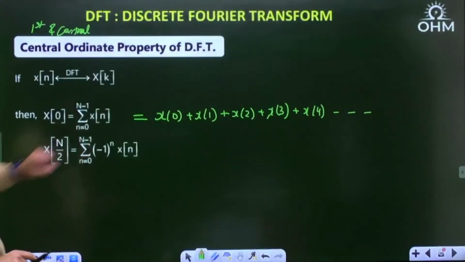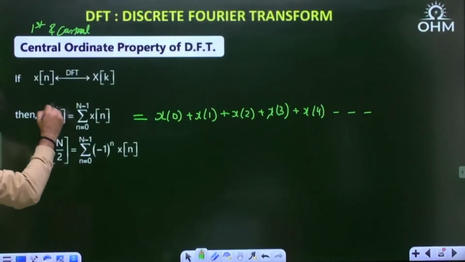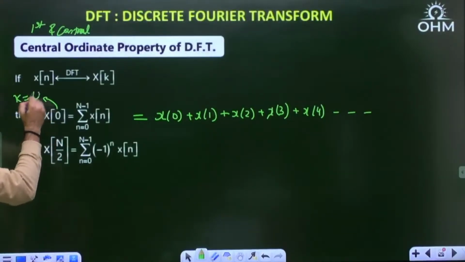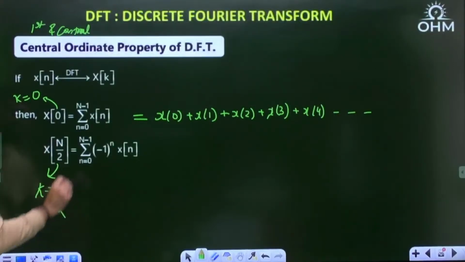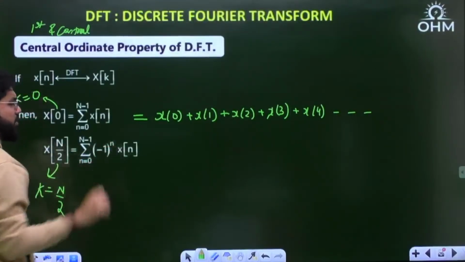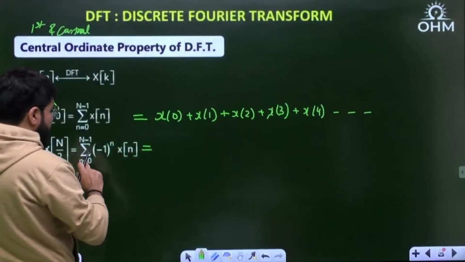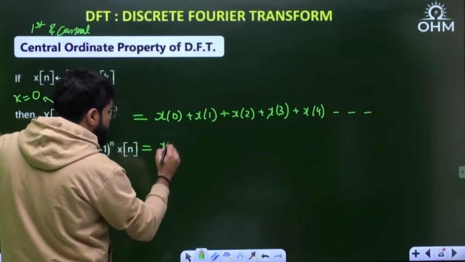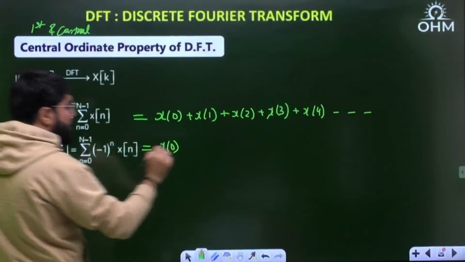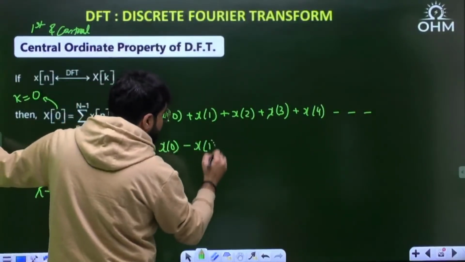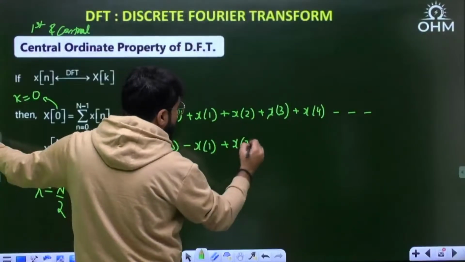But if you talk about X of n by 2, this is the central ordinate where k equals n by 2. The first corresponds to k equal to 0 and this corresponds to k equal to n by 2. That is given by summation of minus 1 power n into xn always. When you open this, for n equal to 0, minus 1 power 0 is 1. But for n equal to 1, or any odd n, minus 1 power odd will be negative, so minus x1. Then minus 1 power even will be plus, and next odd, minus will come.